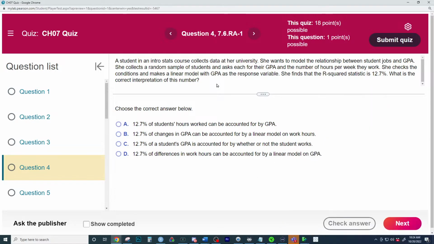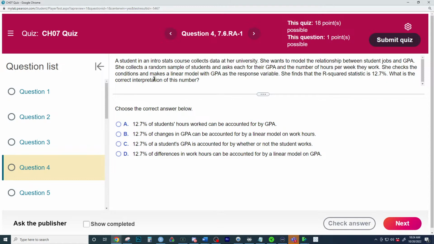She collects a random sample of students and asks for their GPA and the number of hours they work a week. So both variables are what? The number of hours somebody works, so hours per week worked, and GPA are what variables? They're both quantitative. Blake right there, 1,000 points. They're both quantitative, which is the first condition of regression. So we could talk about there being regression or correlation. Good job, Lindsay. They're both quantitative variables.